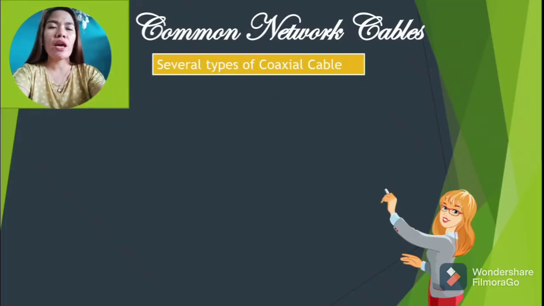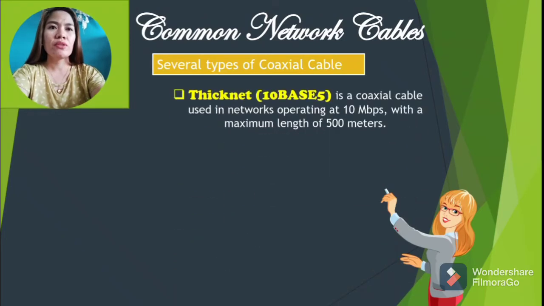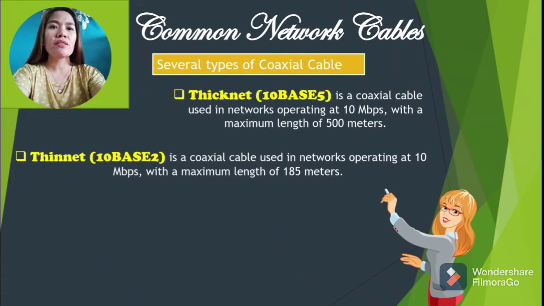So there are several types of coaxial cable. These are the thicknet, or 10Base5, as mentioned. It is a coaxial cable used in networks operating at 10 megabits per second with a maximum length of 500 meters. The other one is the thinnet, or 10Base2. It is a coaxial cable used in networks operating at 10 megabits per second with a maximum length of 185 meters.